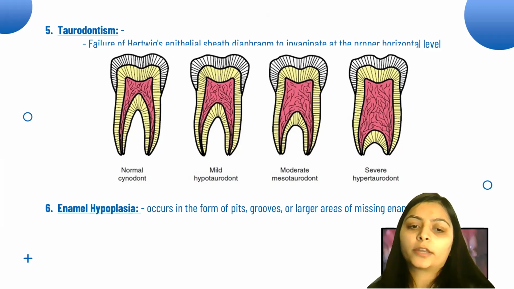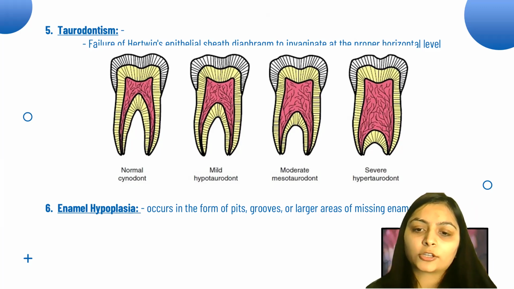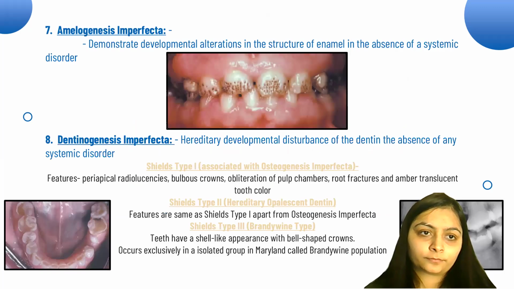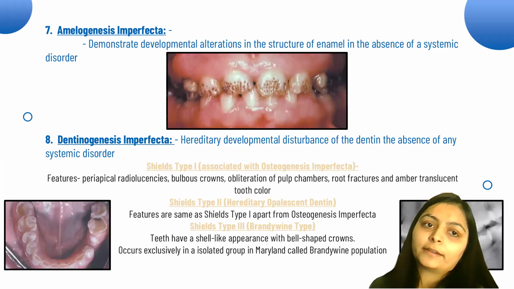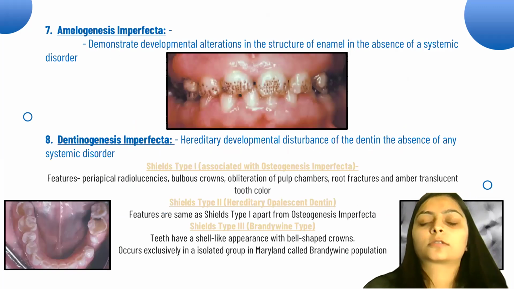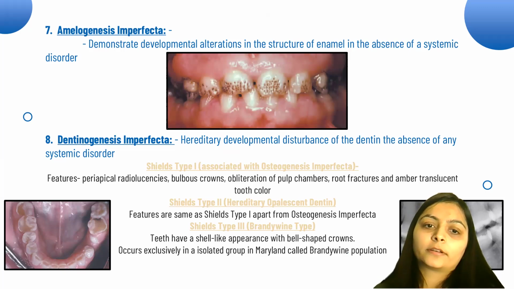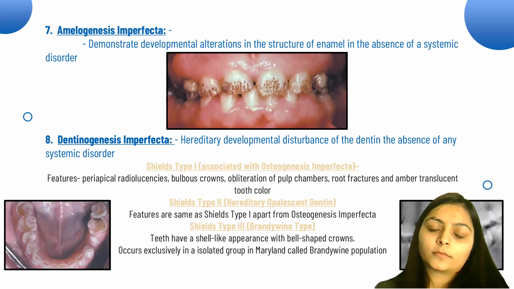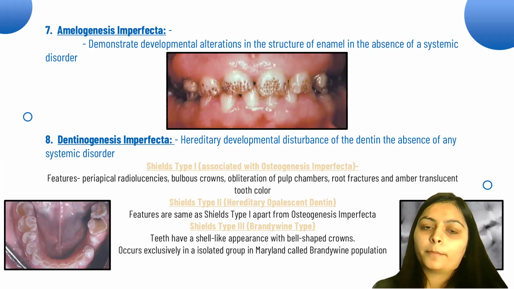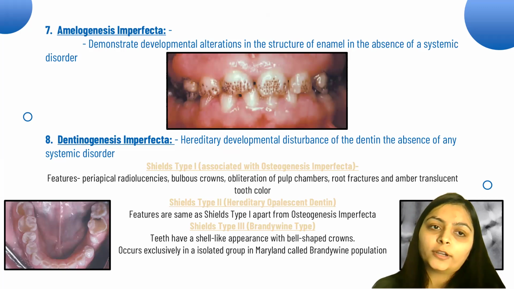Enamel hypoplasia occurs in the form of pits, grooves, or larger areas of missing enamel in normal teeth. Amelogenesis imperfecta is a developmental disorder with alteration in the structure of enamel in the absence of a systemic disorder. It results in this kind of pitting and brownish discoloration, and affects both dentitions, primary and permanent.